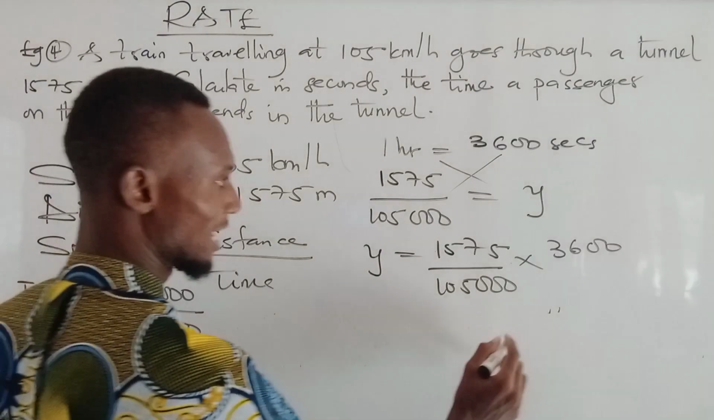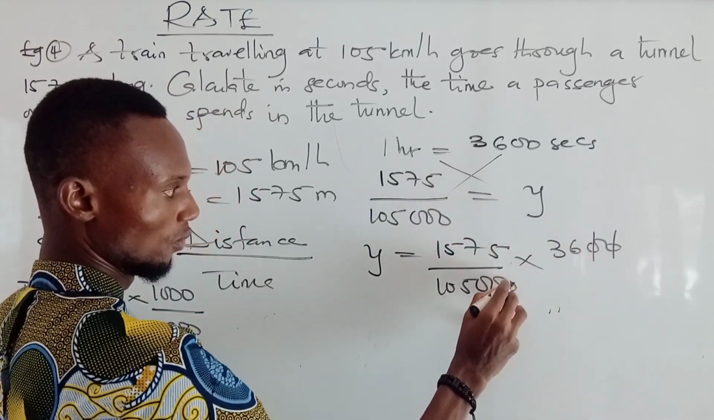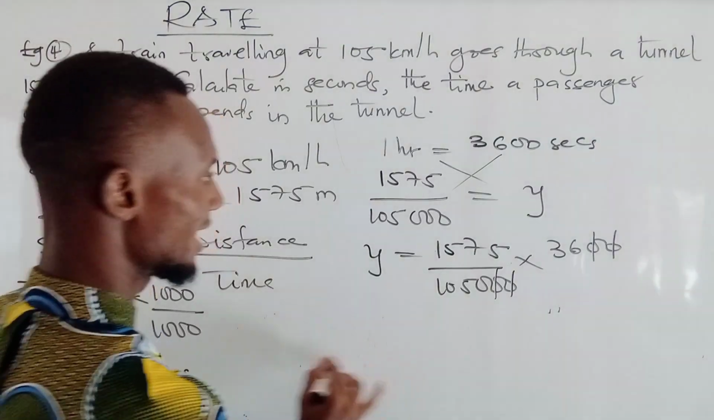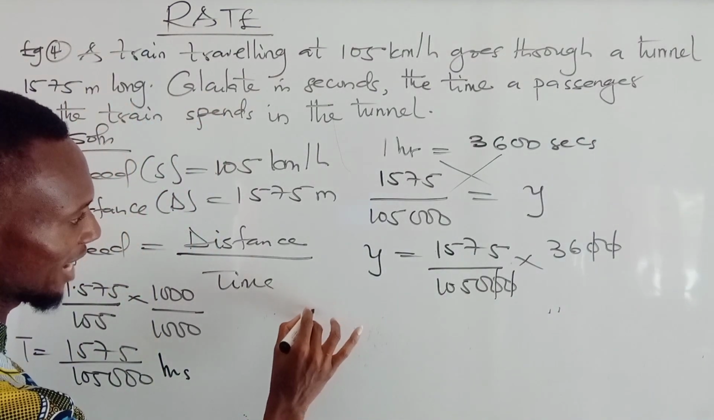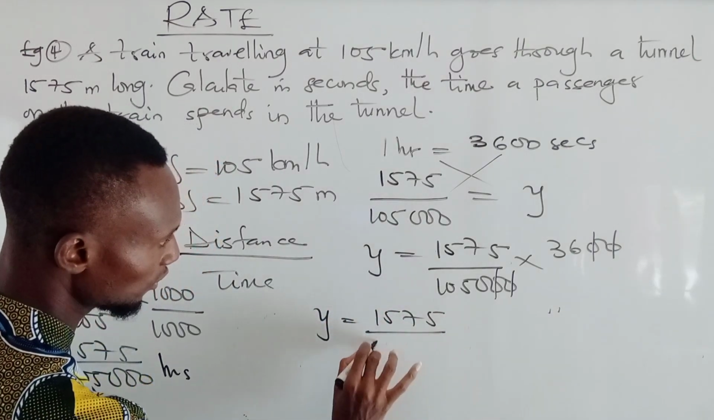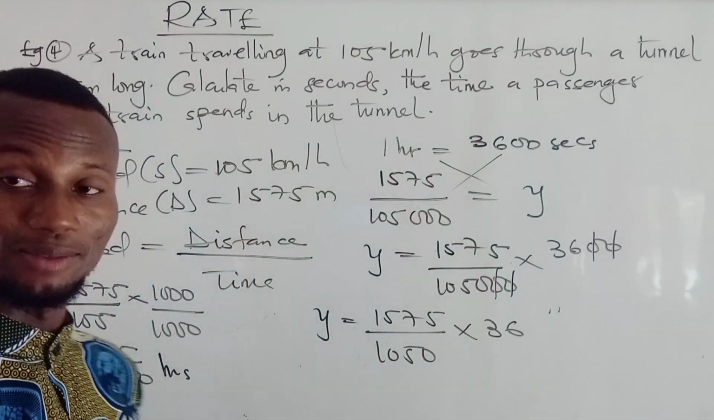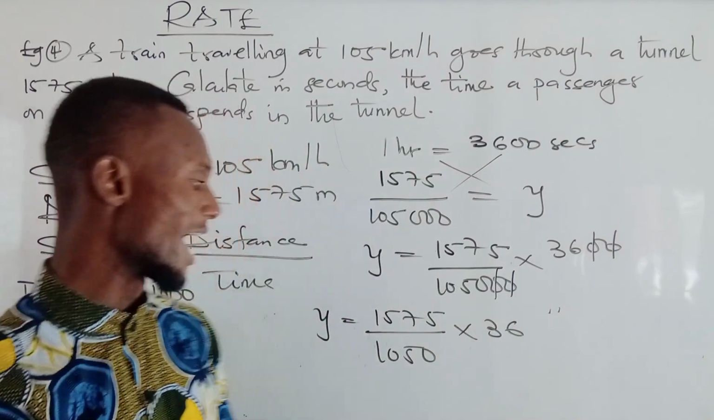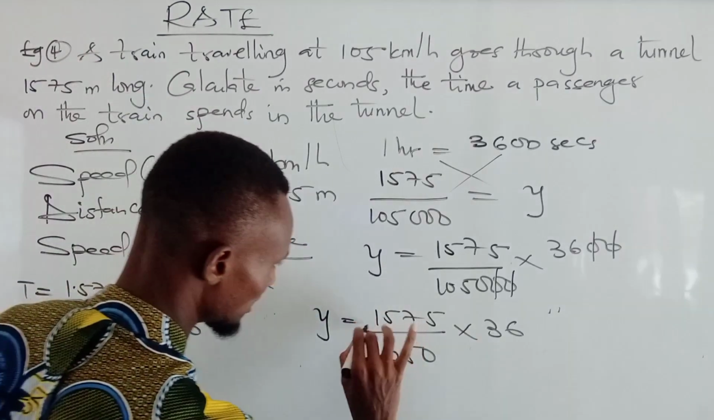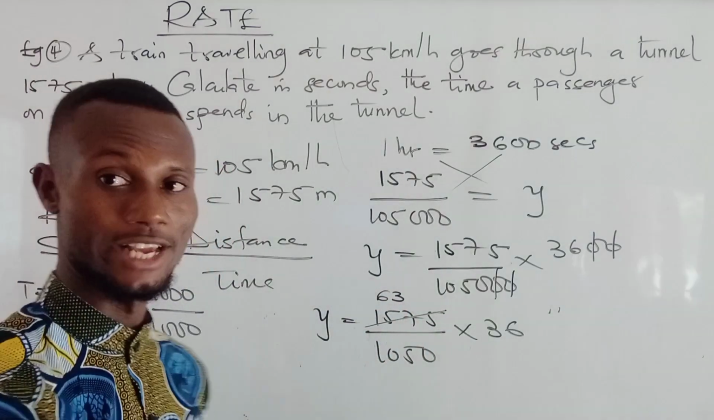Now I can first cancel these zeros away. The 2 zeros here will cancel 2 zeros down here. I hope you agree with me. Now let's write what we have left. So I have y equals 1575 all over 1050 times 36. We can still simplify further. Using 25, I can simplify this and this. 25 goes into this 63 times. You can do your long division and you get to know it.